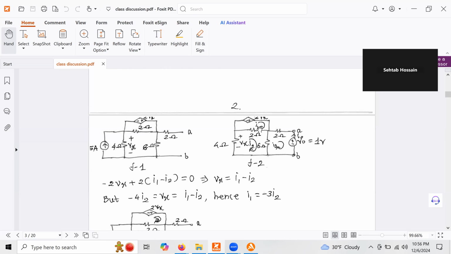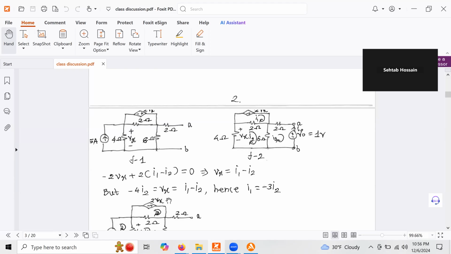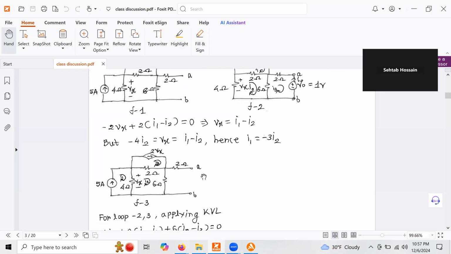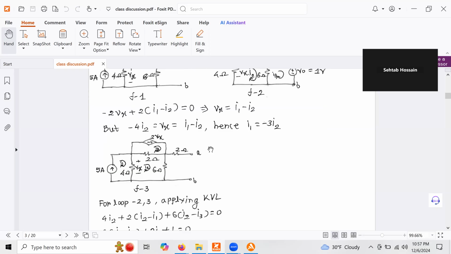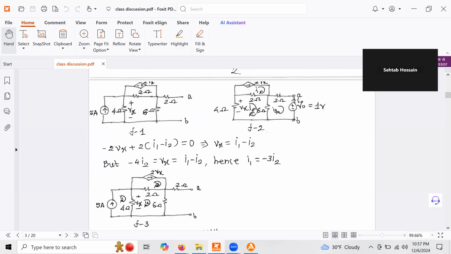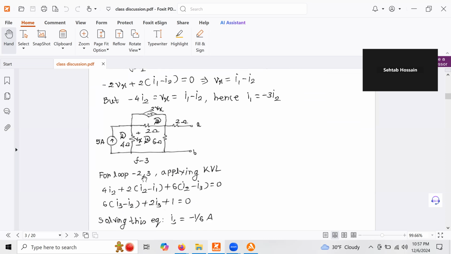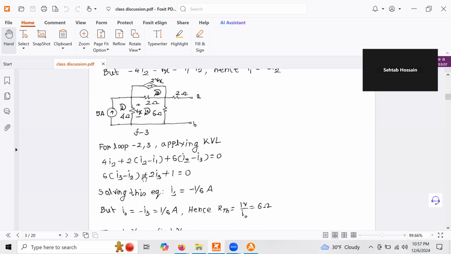In figure 2, we apply mesh current. We apply mesh current in mesh 1 and we get this expression, but we see that minus 4I2 is equal to Vx. This Vx equals I1 minus I2. Hence I1 equals minus 3I2. So from loops 2 and 3, we get 2 expressions from KVL solving.